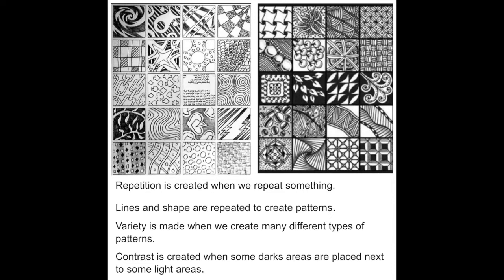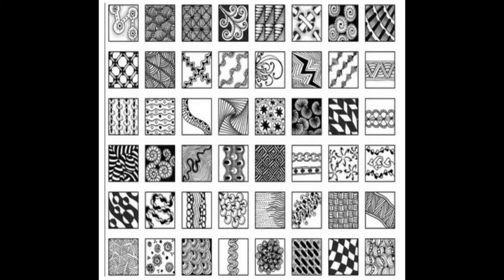Repetition is created when we repeat something. Lines and shapes are repeated to create patterns. Variety is made when we create many different types of patterns. And contrast is created when some dark areas are placed next to some light areas. You may want to come back to this page and the one before this for some ideas when it's time to create your Zentangle designs. There's a lot of lines, shapes, and repetitions in Zentangles.